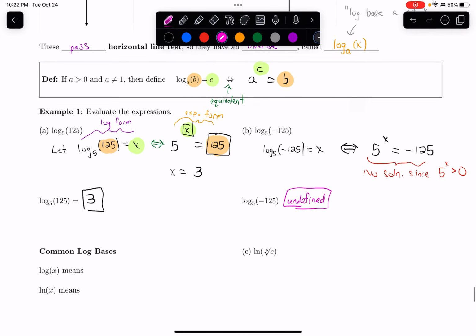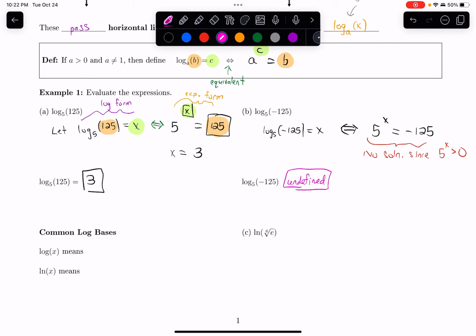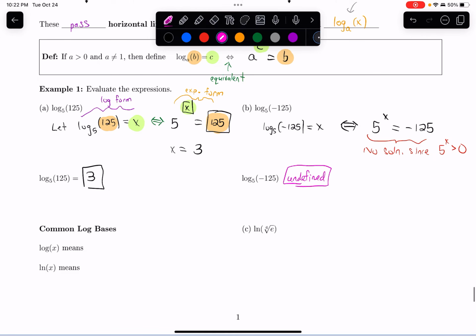All right. So there are a couple of really common log bases. Sometimes you'll see a log written like this, log of x, with no number written in the base. What that means is log base 10 of x. It's such a commonly used base that we want to have a shorthand way to notate it. The way we do that is we just don't write any number in the base. And that just means log base 10.